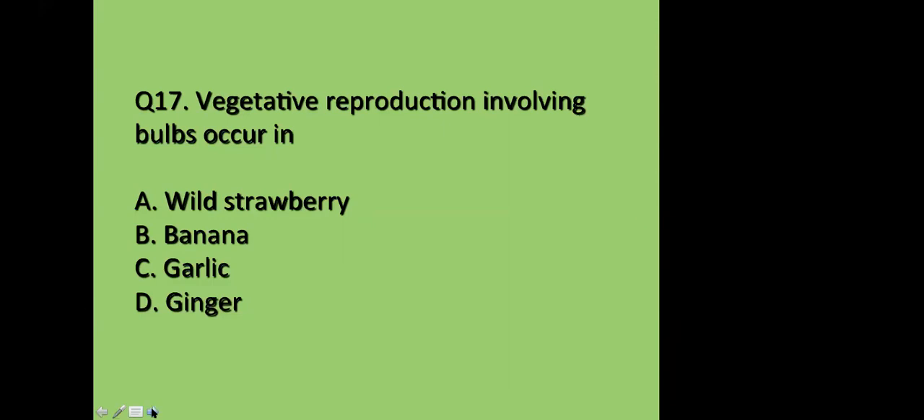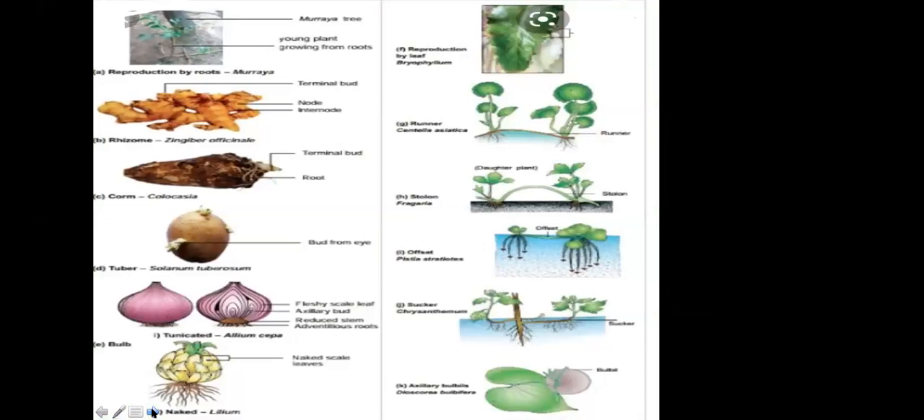Okay, now I've brought a diagram for you all. Here you can see the bulb, onion's bulb and garlic's bulb. Garlic, also called lilium, is the naked bulb. It is not covered by scales, whereas onion is a tunicated bulb. That was asked in the question. And here you can see sucker, chrysanthemum.